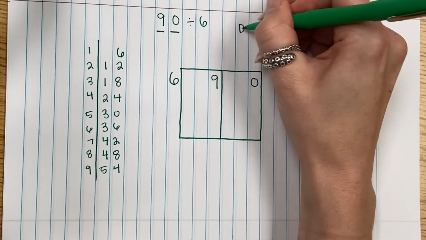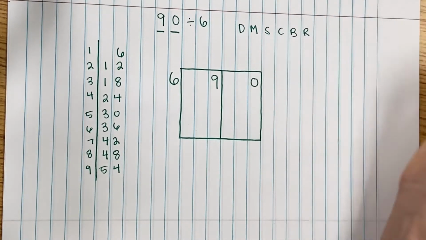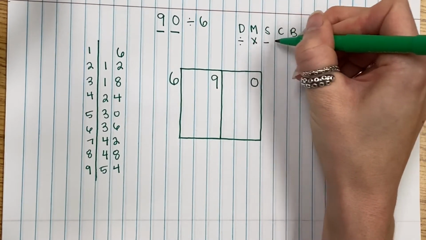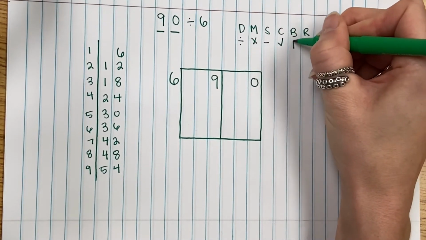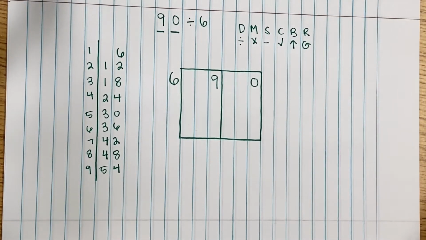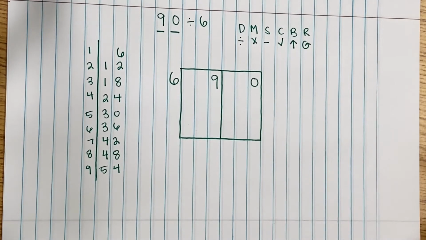I like to use the phrase "Does McDonald's sell cheeseburgers regularly?" So we're going to divide, multiply, subtract, check, bring up, and repeat. Now that I have my multiples, my steps, and my grids drawn, I can start dividing.